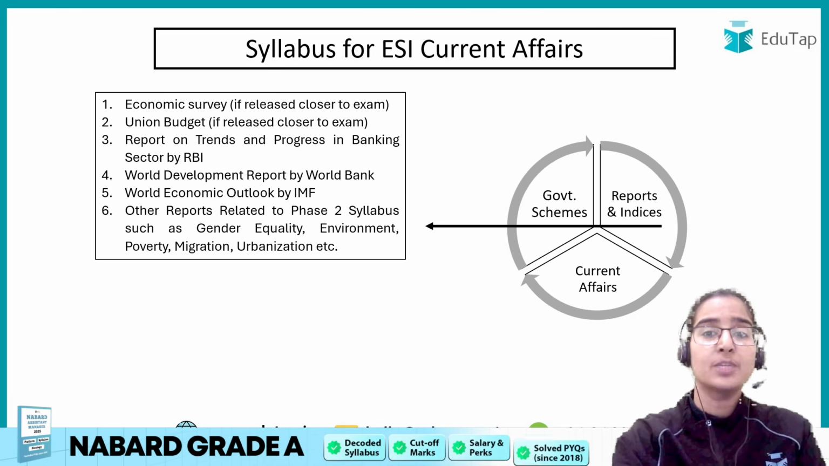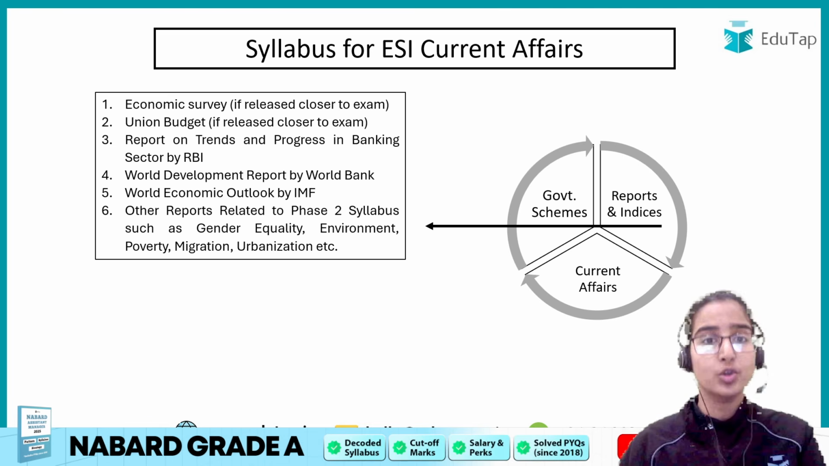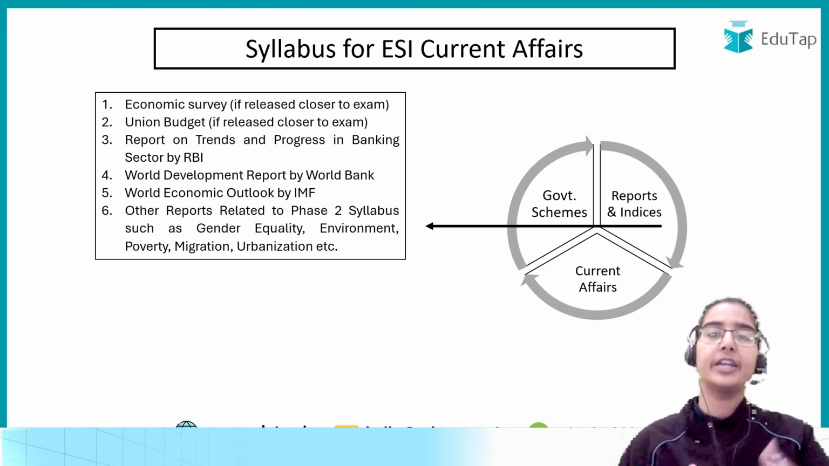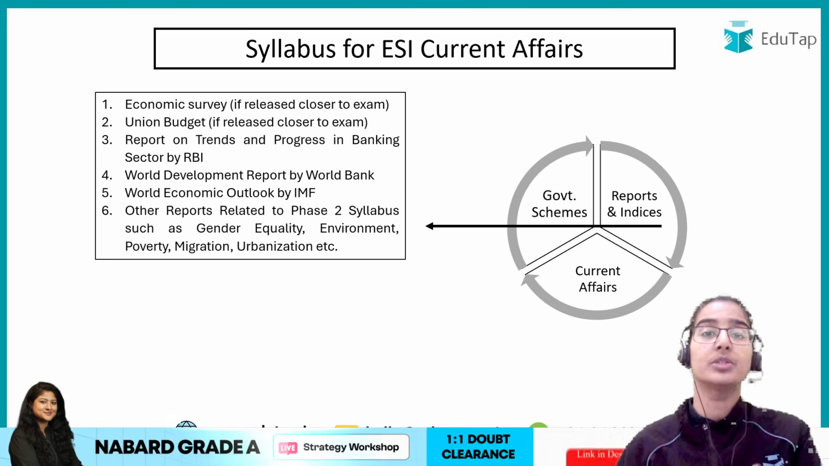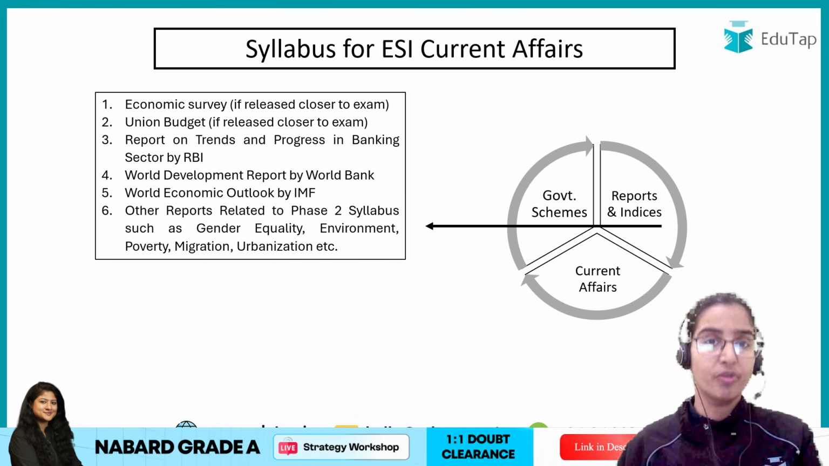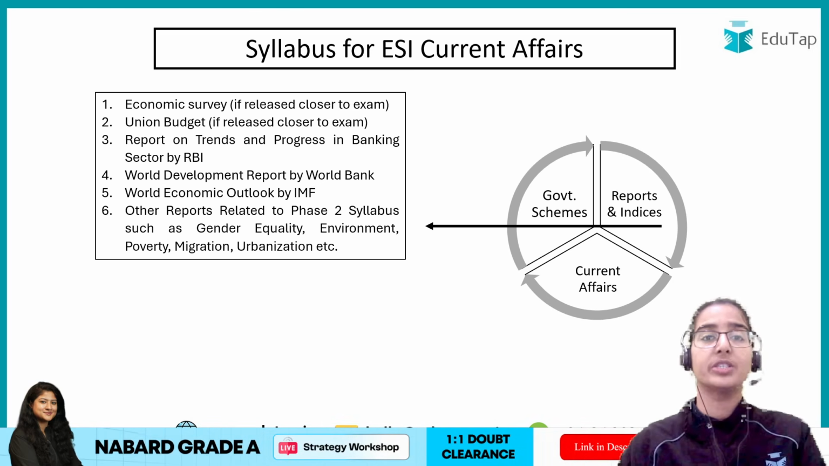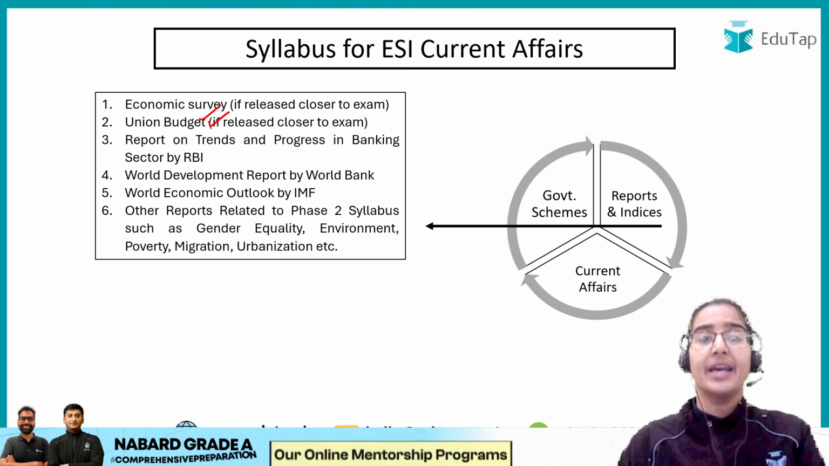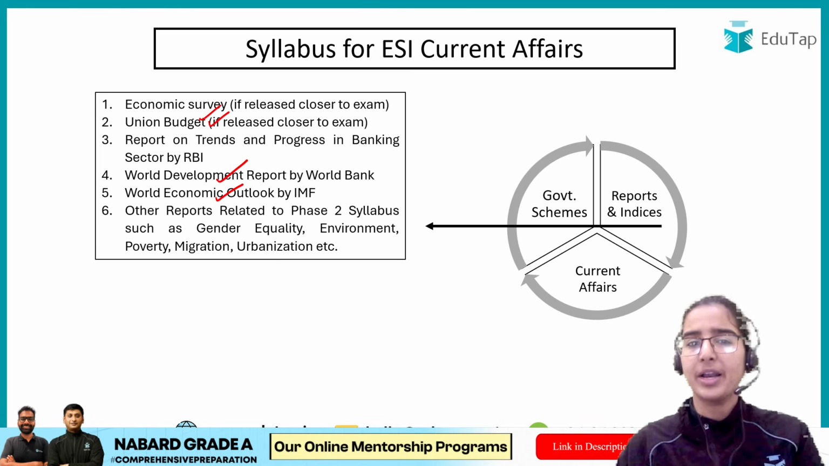Now coming to the next part, which is the reports and the indices. So students, again, all the reports which are related to our syllabus and which are there in the news in the last 3 to 5 months before your exam, they become important. Reports such as economic survey, union budget, world development report, world economic outlook. So all these reports, they become very important.